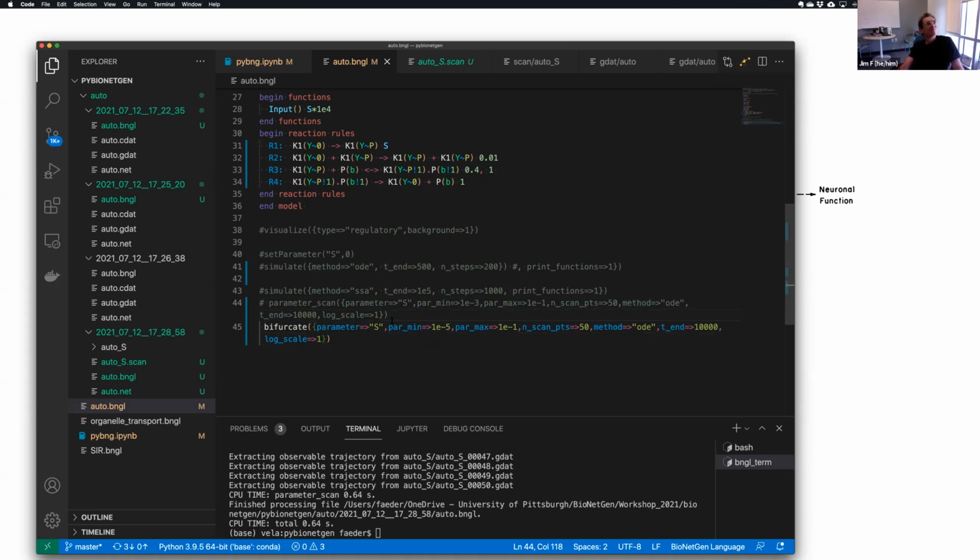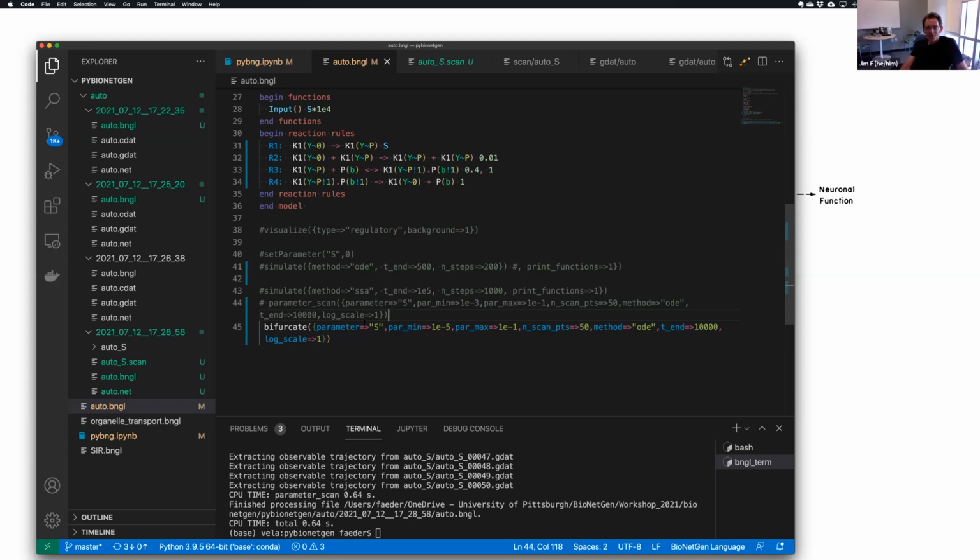It's essentially the same syntax as parameter scan, but instead of just going up in one direction, it goes up and down. I can't remember if you can do a backward parameter scan by setting par min higher than par max, or if PyBioNetGen gives you an error when you do that.